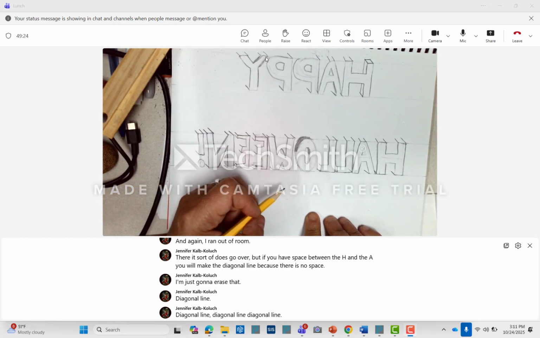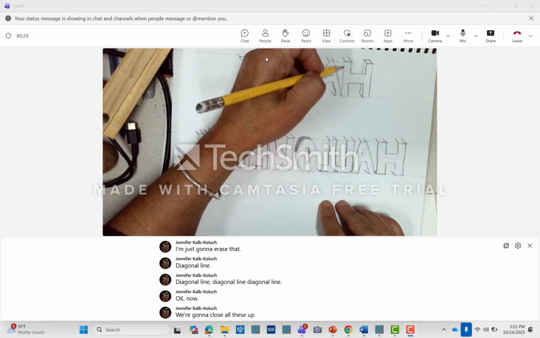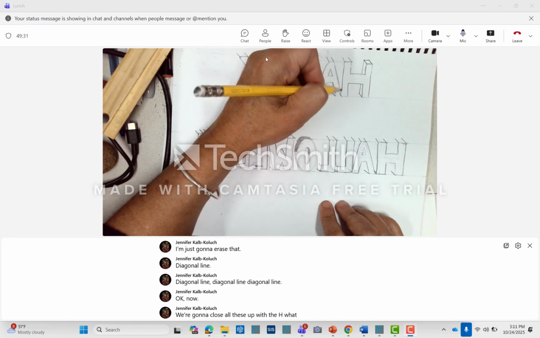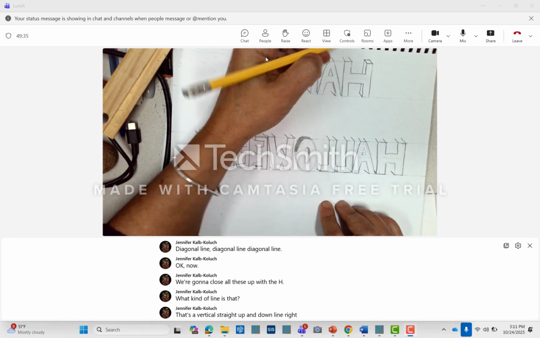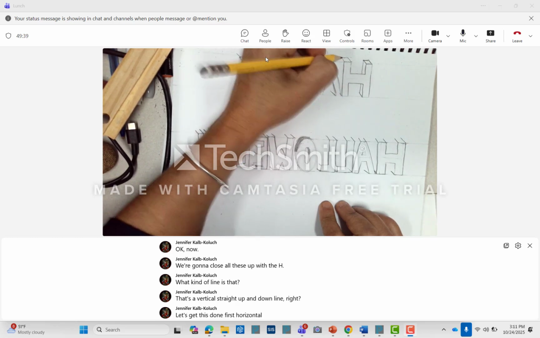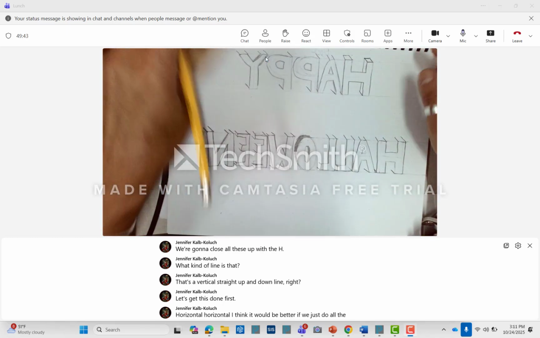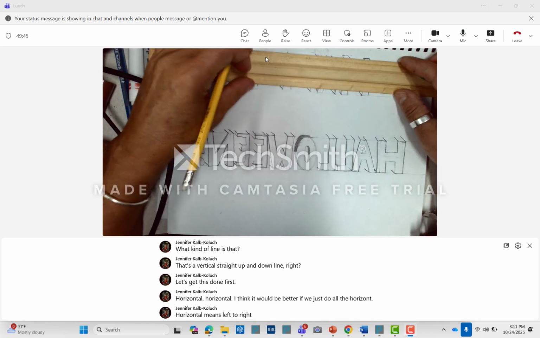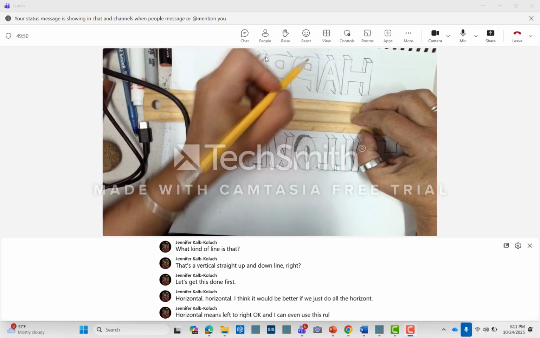Okay, now we're going to close all these up with the H. What kind of line is that? That's a vertical, straight up and down line, right? Let's get this done first. Horizontal, horizontal. I think it would be better if we just do all the horizontal. Horizontal means left to right, okay? And I can even use this ruler.